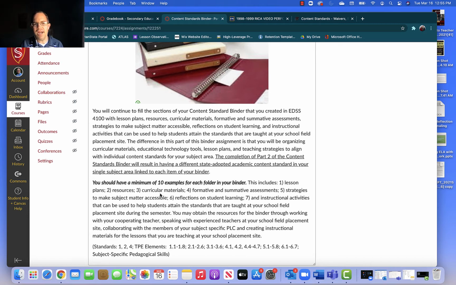I'm not too caught up on the quantitative piece, right? I want to see in your binder that you have an array of lesson plans, resources, curriculum materials, formative and summative assessments, strategies, any kind of things you've learned in teaching your standards, and any kind of instructional activities that you've learned out in the field that comprise all of your standards. And I would say, at least for me, having a piece of evidence for each standard in a chosen grade level. So what do I mean by each standard?